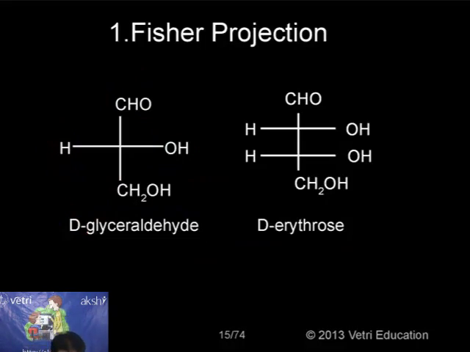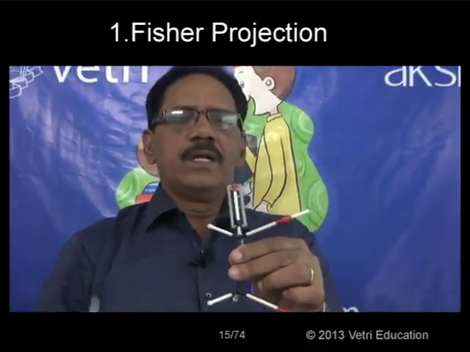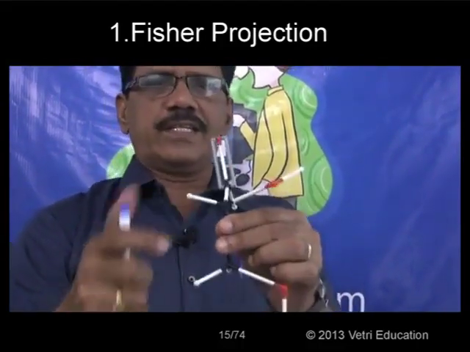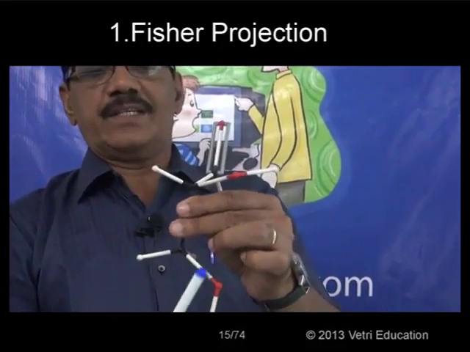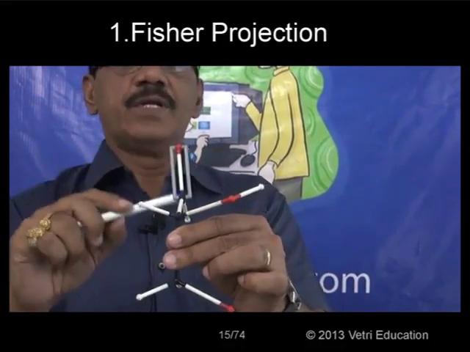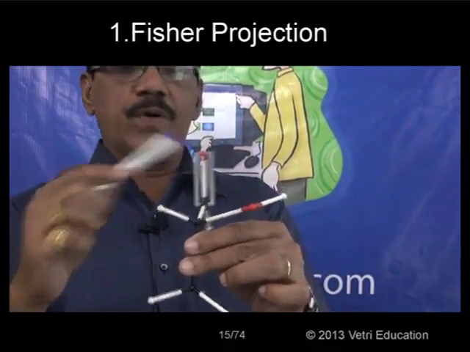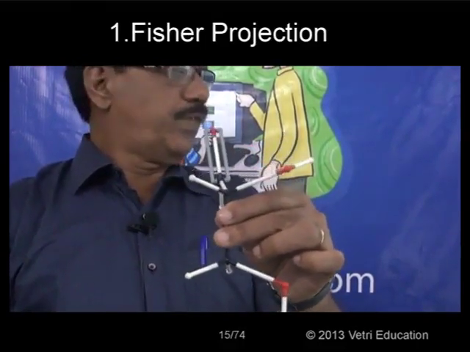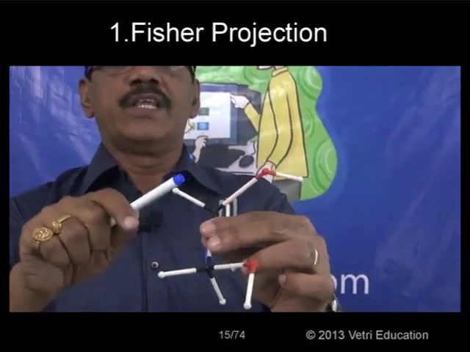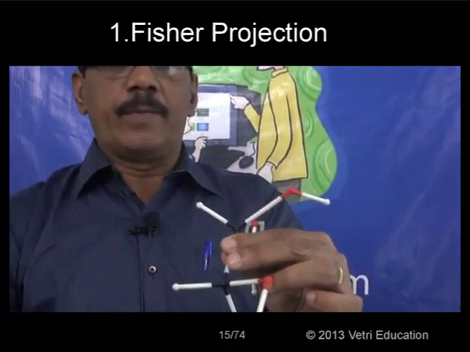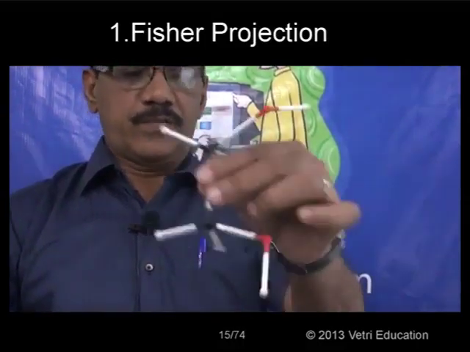So now we can see the model. This is D-glyceraldehyde. Kindly just listen to me. This is H on your left, OH on your right, CH2OH below, and at the top C double bond O, that is CHO. So on your left H, on your right OH, top CHO, and bottom CH2OH. This is D-glyceraldehyde. With one asymmetric carbon atom, according to Fischer, the asymmetric carbon is in the plane of projection, H and OH are above the plane, and CHO and CH2OH are below the plane. So H and OH are moving toward the observer, and CHO and CH2OH are moving away from the observer. This is for one asymmetric carbon.